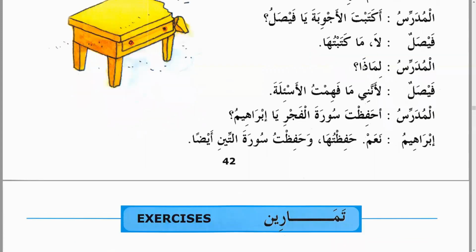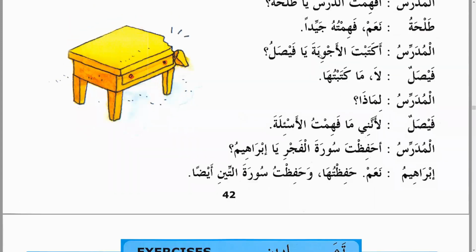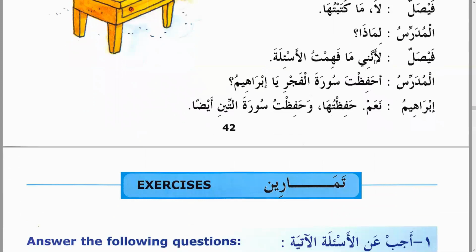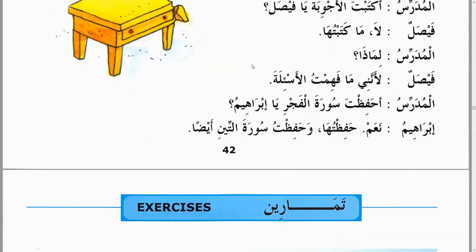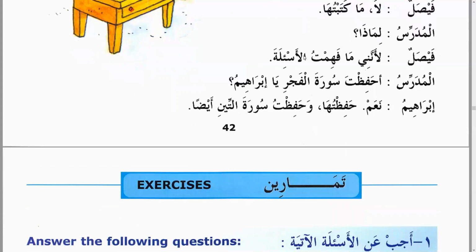The teacher says, Limadha, why didn't you write? Li'annani ma fahimtul asila, because I did not understand the questions. Asila means questions. That is why I did not write the answers: لأنني ما فهمت الأسئلة. I did not write the answers because I did not understand the questions.